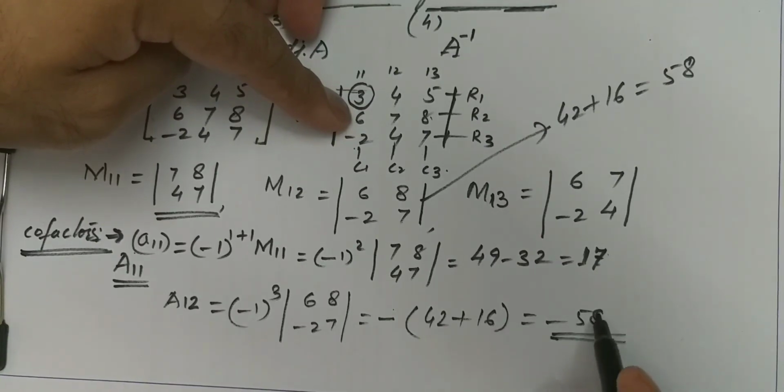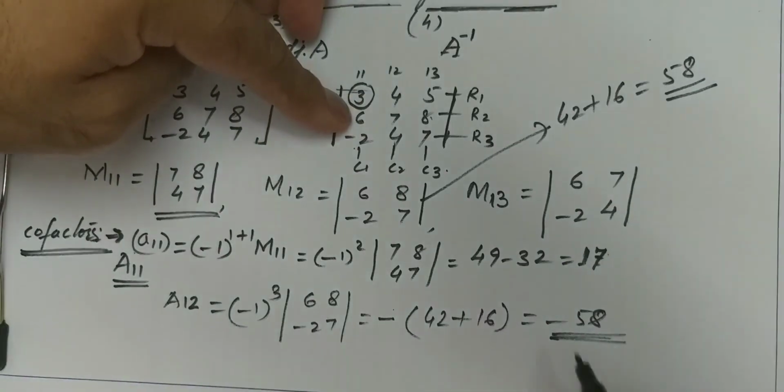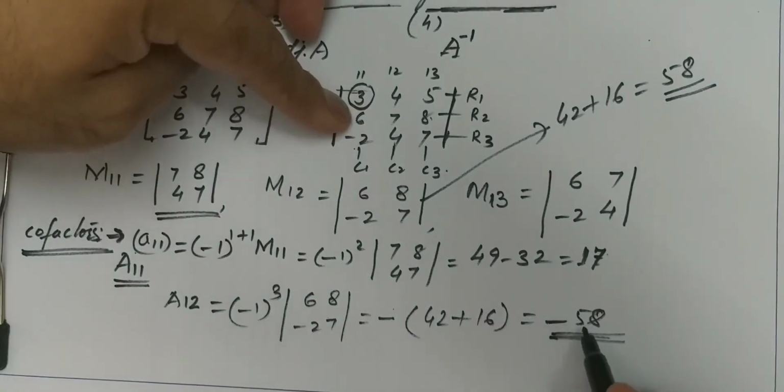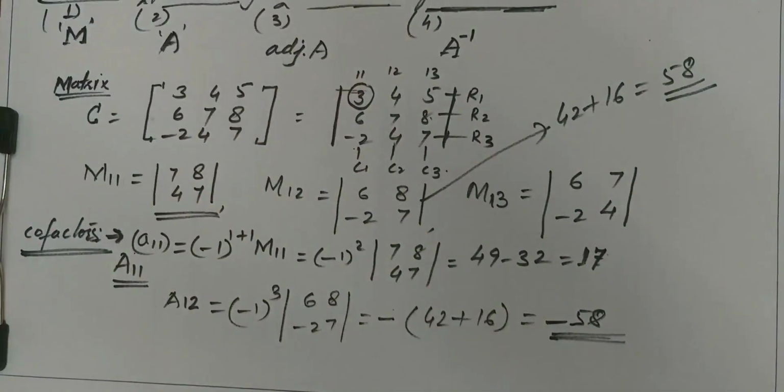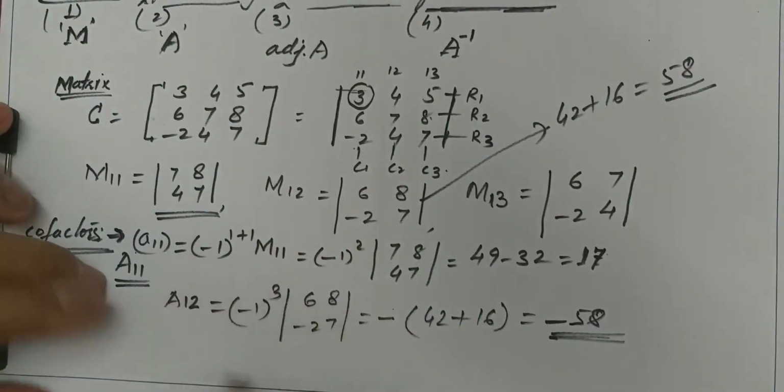So this is the difference between cofactors and minor. Minor is plus 58 while cofactor is minus 58. So now you understood the basic difference between minors and cofactors.